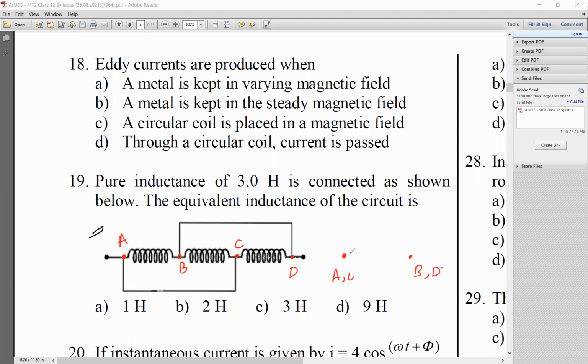Now A to B, how many inductors? One inductor. Similarly, B to C, one more inductor, right? C to D, one more inductor. Okay, so there are three inductors in parallel. Fine. Next.